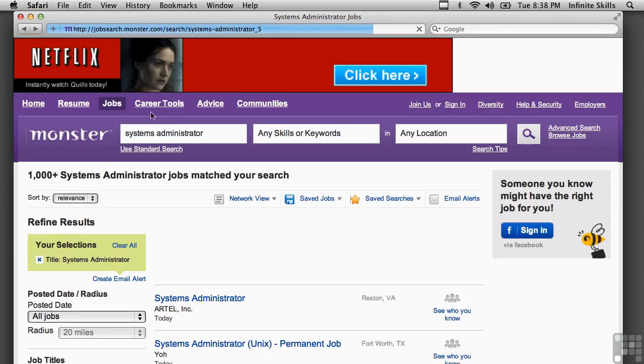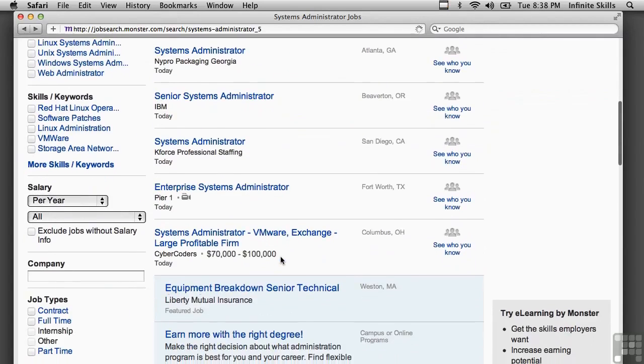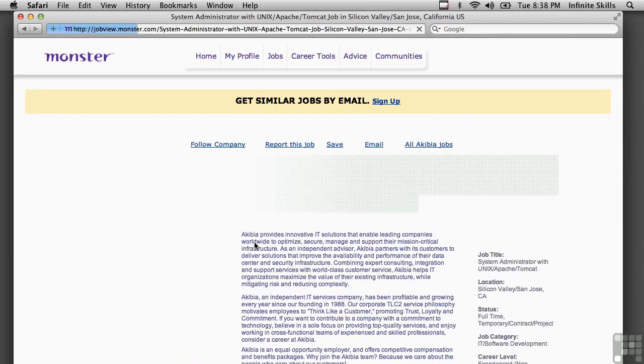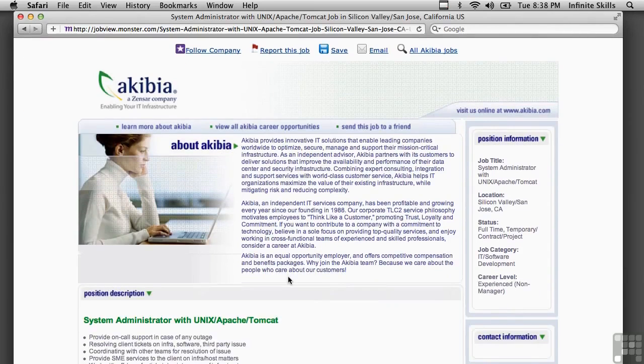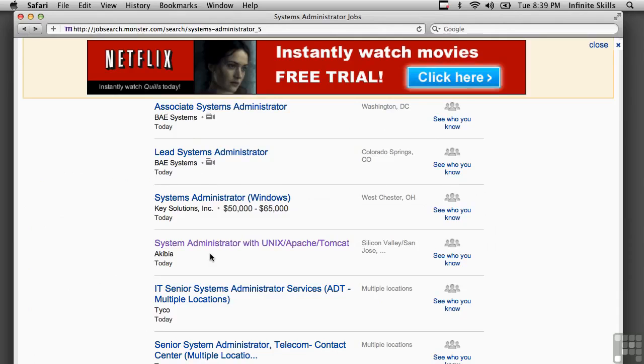And if you were to plug in a particular company as well as a job like systems administrator, you could turn up all sorts of information about the types of infrastructure that they are using. This is a company called Akibia, and they're looking for somebody who does Unix, Apache, and Tomcat. So there's another company that's provided information about the types of systems that they use. So again, you can see Monster is a very good resource for finding information about the types of systems and software that companies are using.